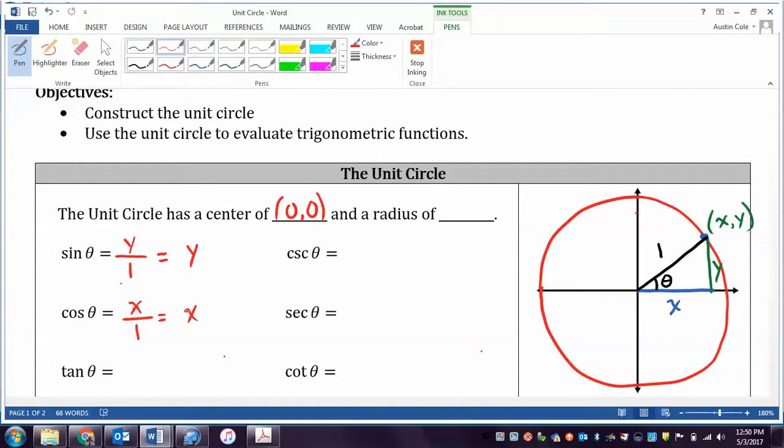Tangent is opposite over adjacent, so that's going to be y over x. So to find tangent of an angle using the unit circle, we're going to take whatever the y coordinate is, divide it by the x coordinate. And these are just the reciprocals. So this is going to be 1 over y. This is going to be 1 over x. And this is going to be x over y.